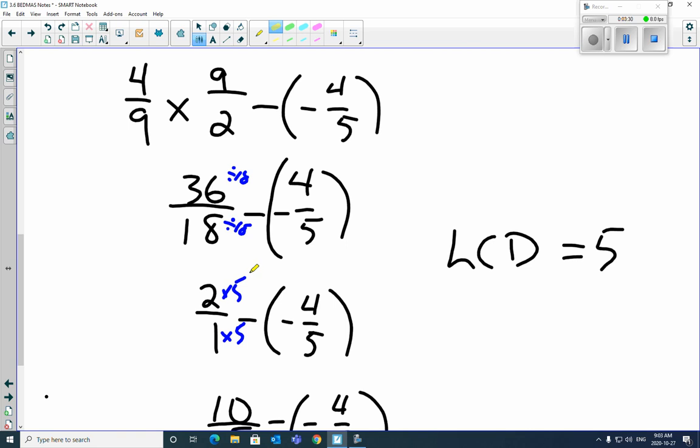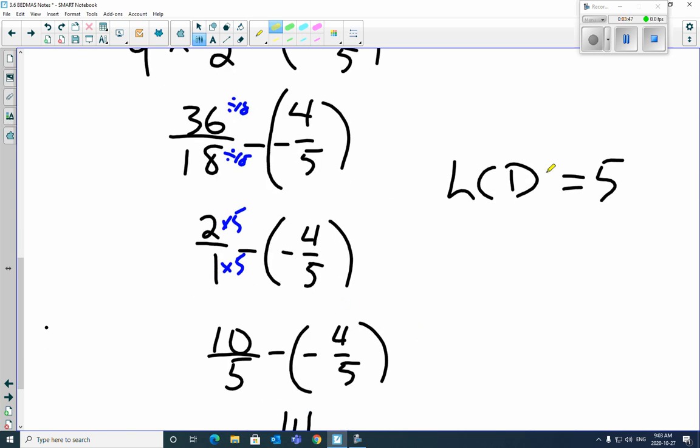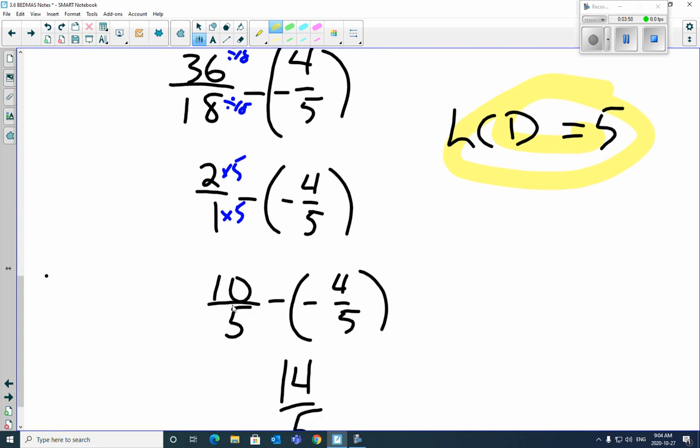Well, what you can do, if you want, you can reduce your fractions to make it a little easier. Both of them are divisible by 18. So 36 divided by 18 is 2. 18 divided by 18 is 1. So we could reduce that down to 2 over 1. It makes it easier when we're dealing with fractions because then it makes it easier to find a lowest common denominator, right? In this case, it's 5. So 4 over 5 is fine, but the 1 needs to be multiplied by 5, and so does the 2. Remember, whatever you do to the denominator, you do to the numerator. So we end up with 10 over 5 minus negative 4 over 5.